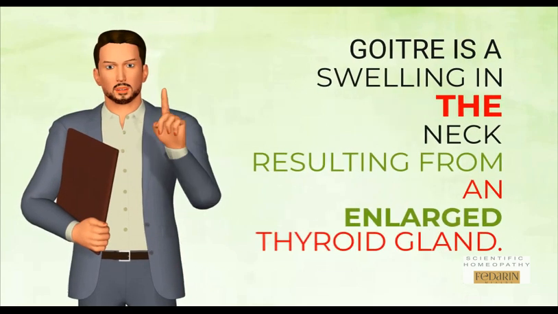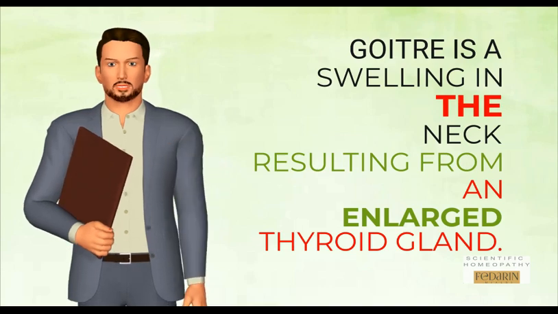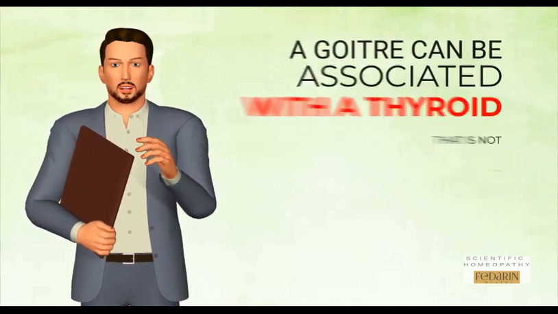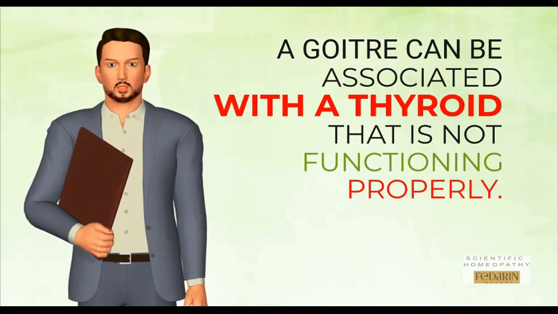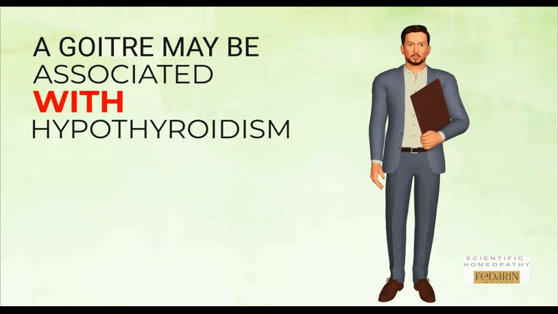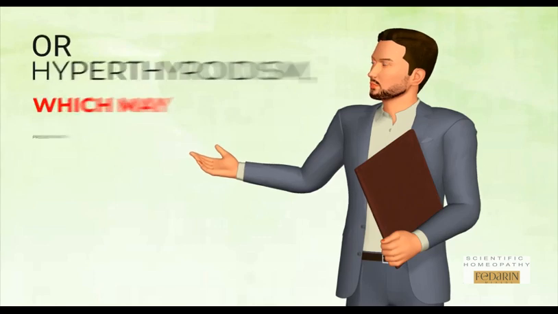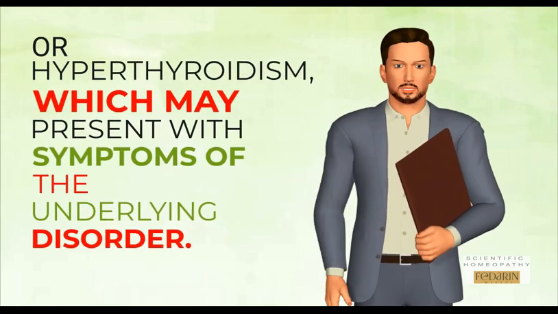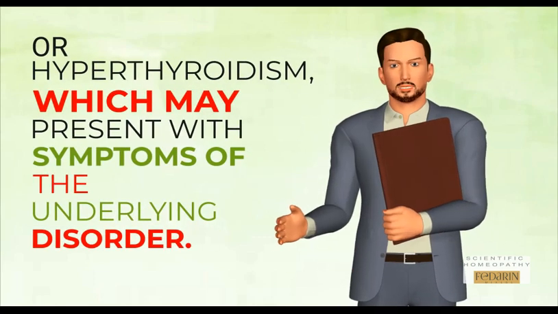Goiter is a swelling in the neck resulting from an enlarged thyroid gland. A goiter can be associated with a thyroid that is not functioning properly. A goiter may be associated with hypothyroidism or hyperthyroidism, which may present with symptoms of the underlying disorder.